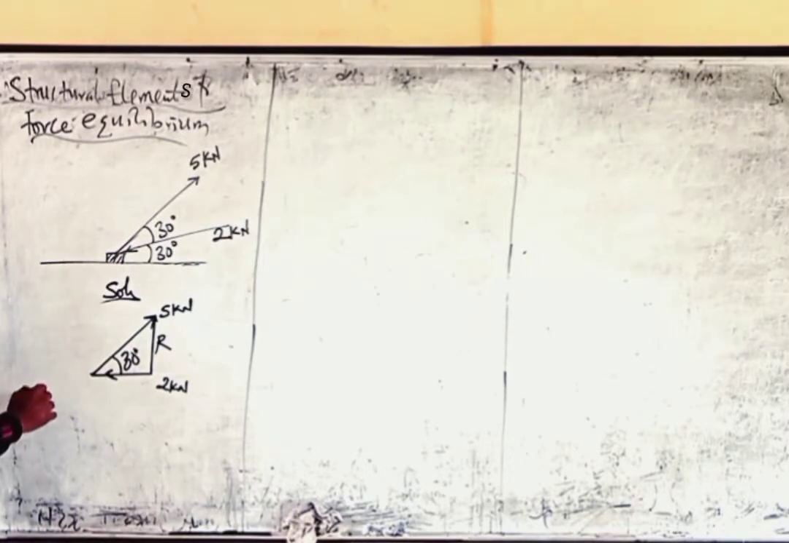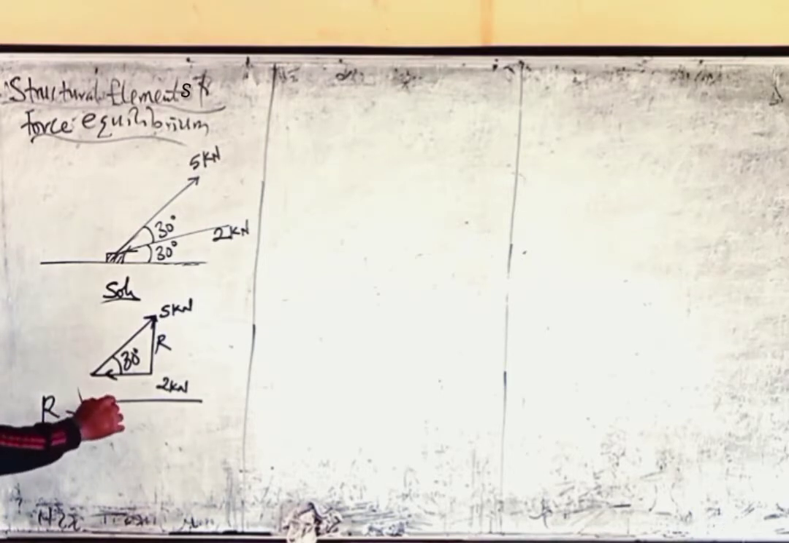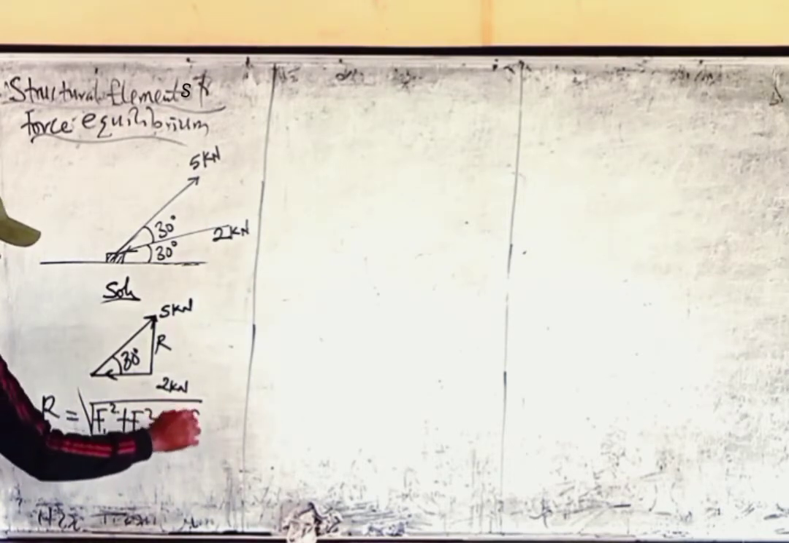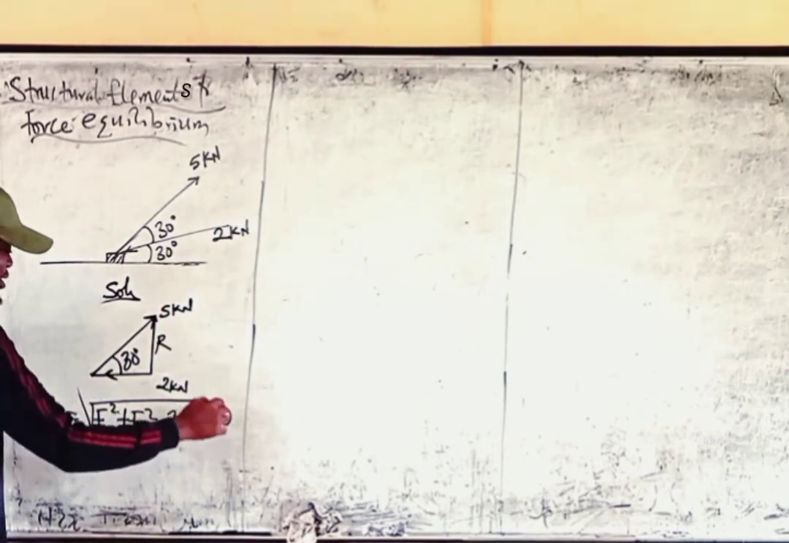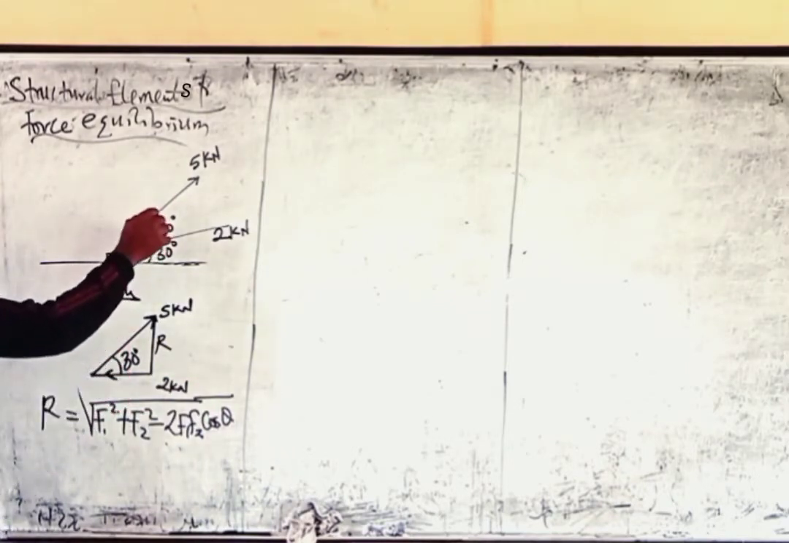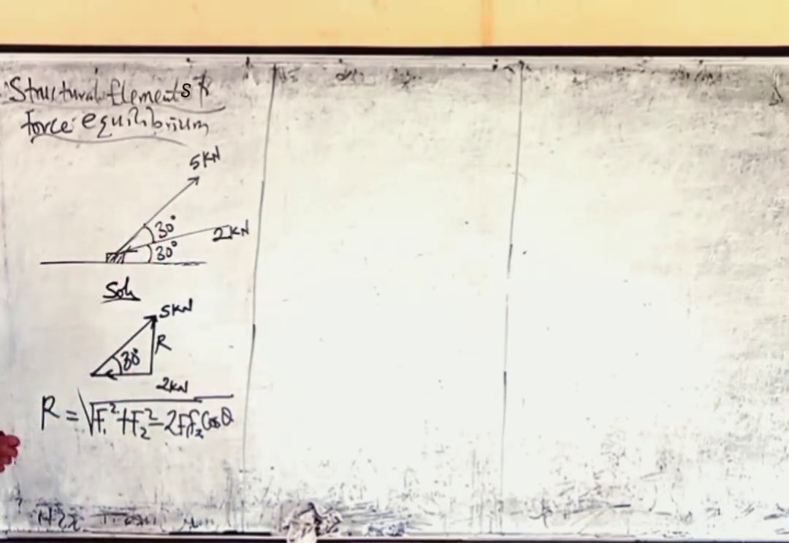So if I want to calculate this resultant now, the resultant will be equal to the square root of F1 squared plus F2 squared minus, it's not plus. Why? Because one of them is entering the starting point, the other one is leaving. That's why it's minus 2F1F2 cos theta. And what is theta? Theta is the angle between them, and the angle between them is 30.